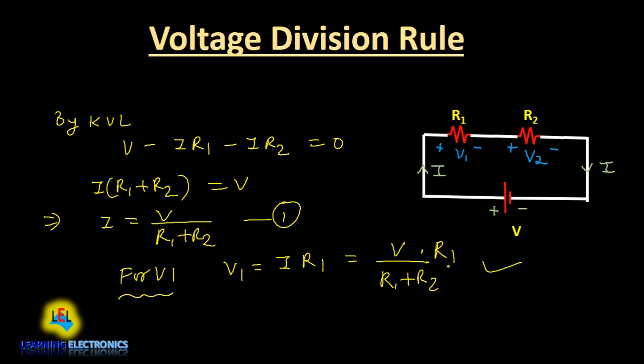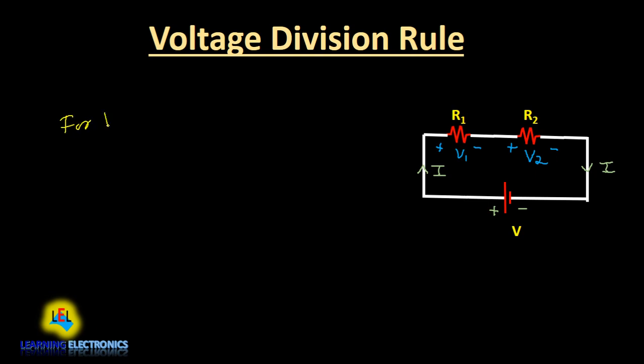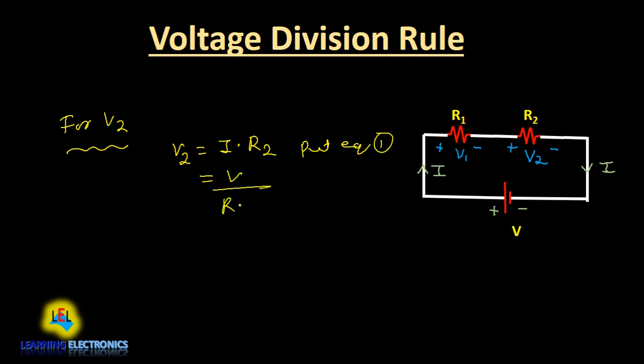Now we will find out V2. Here V2 will be equal to current I into resistance, that is R2. So again we put equation number 1 here. So we get V divided by R1 plus R2 into R2 is equal to V2. So again we have proved the voltage division rule from this circuit diagram for V2. So in this way we can apply the voltage division rule.